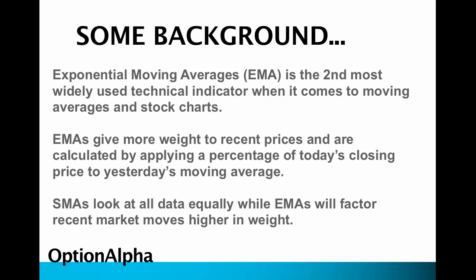They're the second most widely used technical indicator when it comes to moving averages in stock charts. Again, it's a very easy, simple indicator to look at, gives simple and clear signals. And what happens with an exponential moving average versus just a regular simple moving average, which we've covered in other videos, is that exponentials give more weight to recent prices and are calculated by applying a percentage of today's close to yesterday's moving average. So again, it's going to be a little bit more reactionary. It's going to move a little bit quicker with the market. Generally speaking, it's going to be virtually the same, and I'll show you visually on the chart. But again, it's going to give more weight to those recent prices.